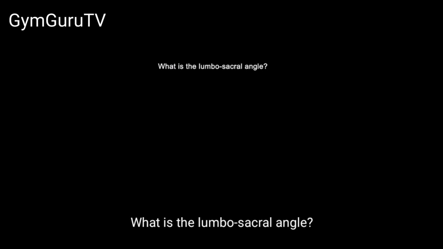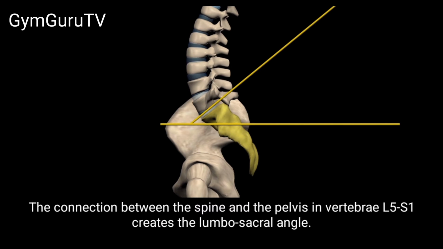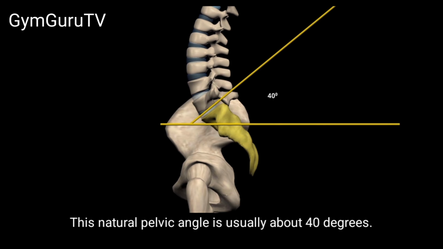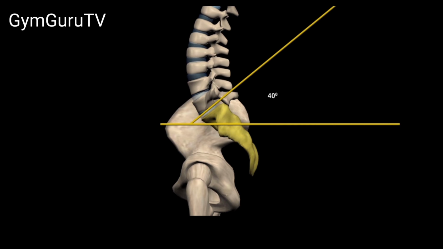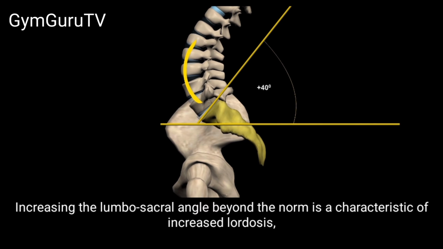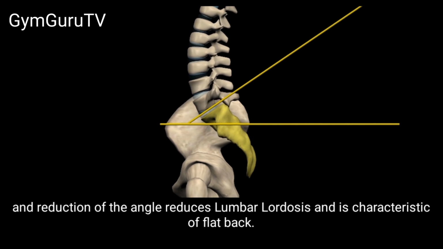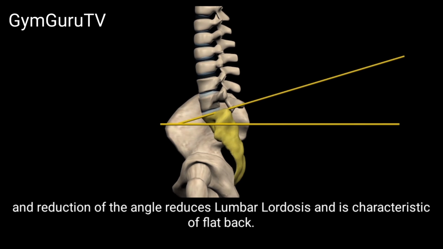What is the lumbosacral angle? The connection between the spine and the pelvis in vertebrae L5 through S1 creates the lumbosacral angle. This natural pelvic angle is usually about 40 degrees. Increasing the lumbosacral angle beyond the norm is a characteristic of increased lordosis, and reduction of the angle reduces lumbar lordosis and is characteristic of flat back.